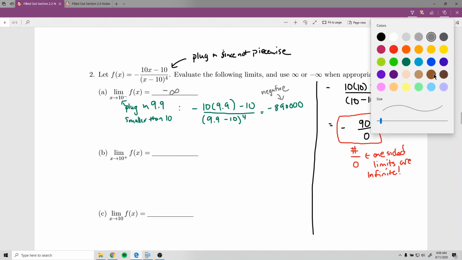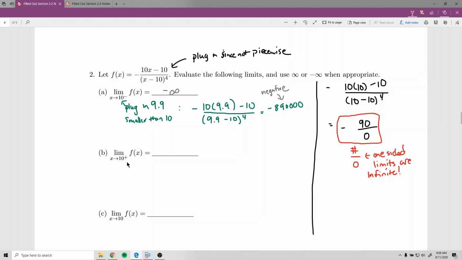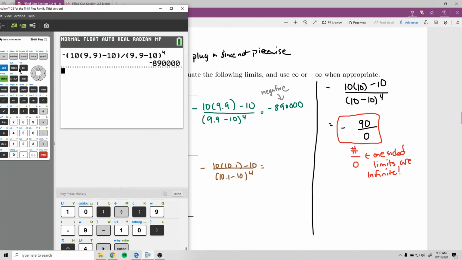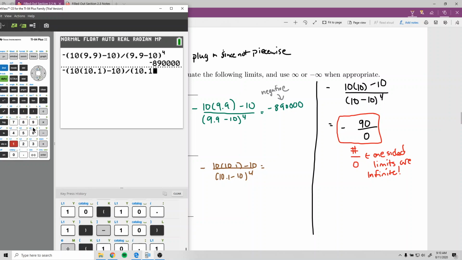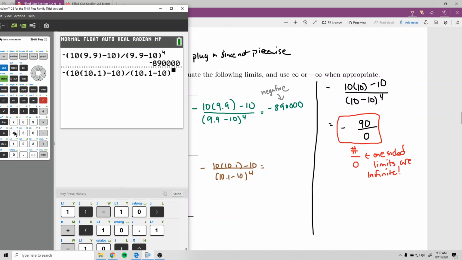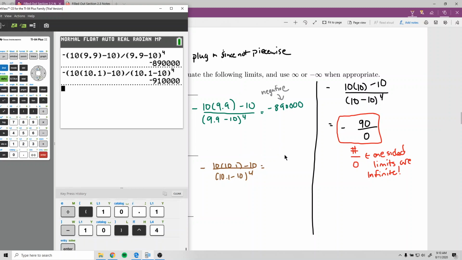All right, now we want to do the same thing for part B. We're asked the right one-sided limit, so we want to plug in something a little bit bigger than 10, let's say 10.1. We got our negative in front, we got 10 times 10.1 minus 10 over 10.1 minus 10 to the 4th power. Let's type that in. We got negative in front, 10 times 10.1 minus 10, divided by 10.1 minus 10 raised to the 4th power. We get negative 910,000.